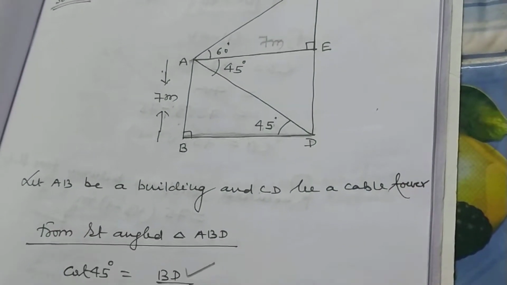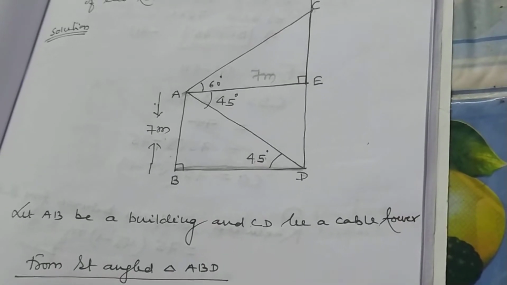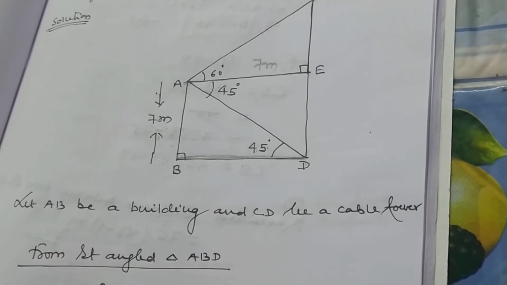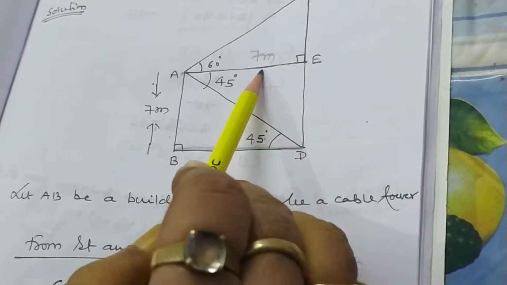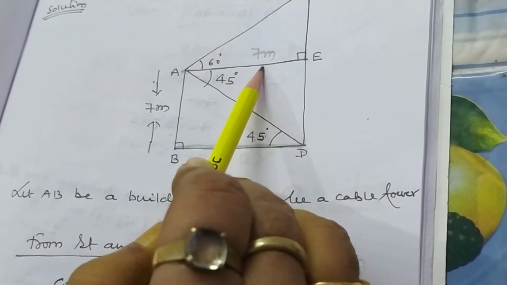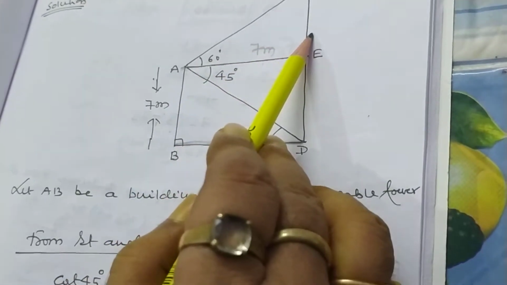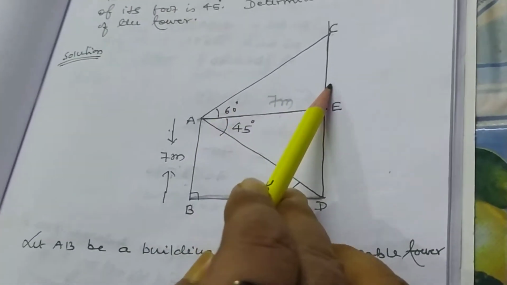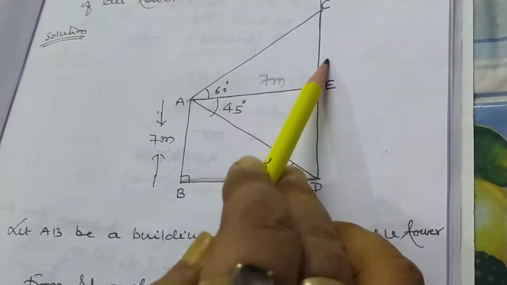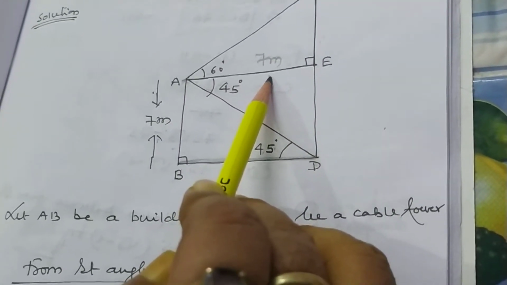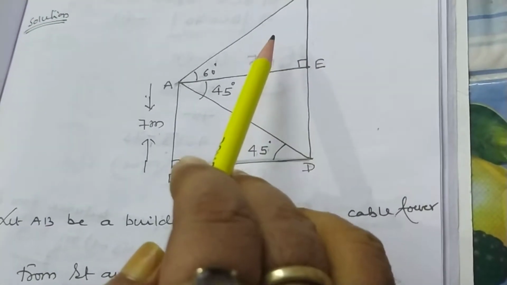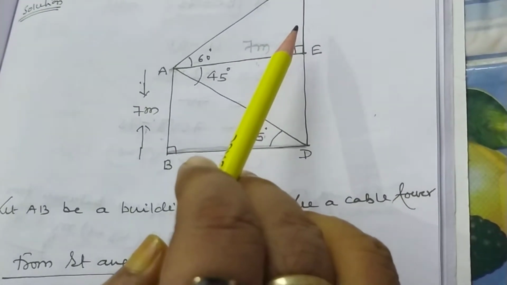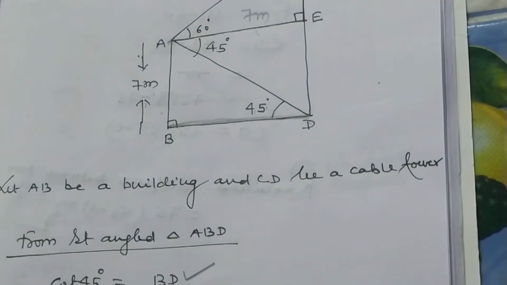Now from the right angle triangle, we find the value of C. For C in terms of AE, we take tan 60 degree. The tan 60 degree is equal to C by A. A is equal to 7 meter. So C is equal to 7 into tan 60 degree, that is 7 into root 3 meter.